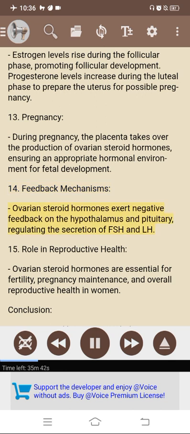Ovarian steroid hormones exert negative feedback on the hypothalamus and pituitary, regulating the secretion of FSH and LH. 15. Role in reproductive health. Ovarian steroid hormones are essential for fertility, pregnancy maintenance, and overall reproductive health in women. Conclusion.